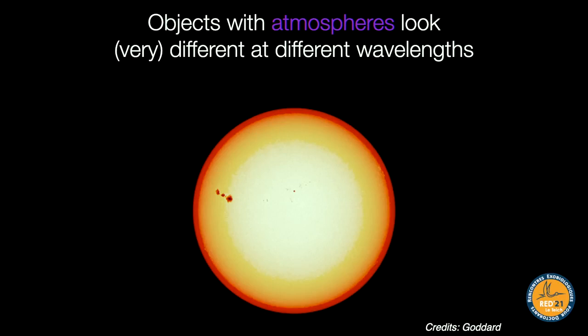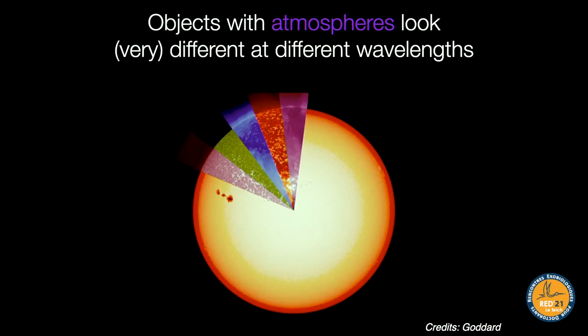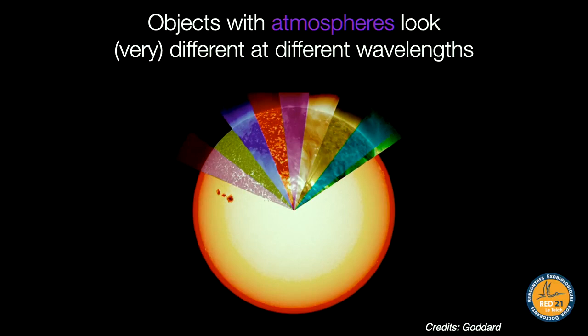a photograph. The interesting thing is that an object with an atmosphere looks very different at different wavelengths. Of course, even solid surfaces without an atmosphere look a bit different at different wavelengths. But when you have an atmosphere, as you'll see here, the differences are enormous. Here, for example, this is a video from data of the Sun. Each small section is a different wavelength, and you see that the Sun looks dramatically different.